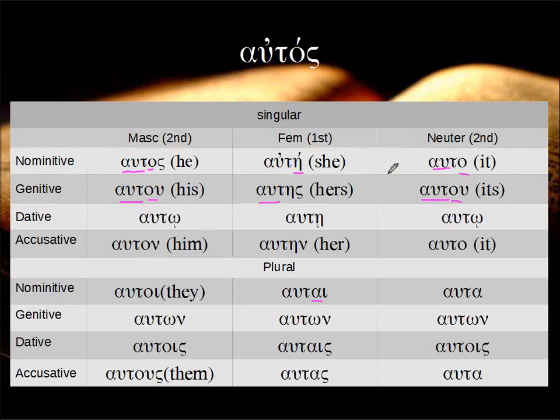And then after that, all you need to do is attach the second declension endings to the masculine and neuter, and then the first declension endings for the feminine. And this is the third person personal pronoun. Questions?